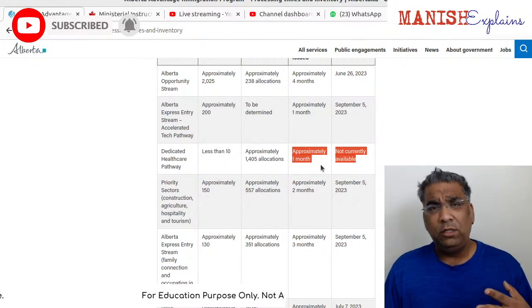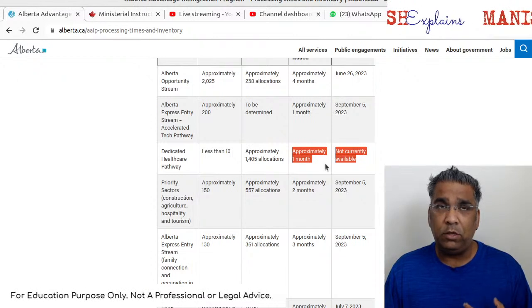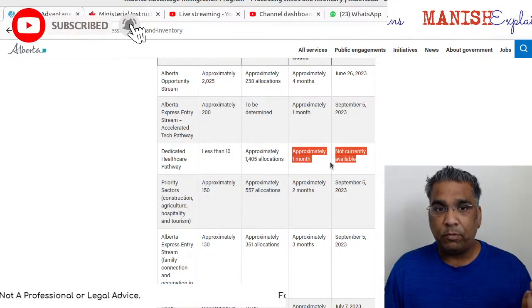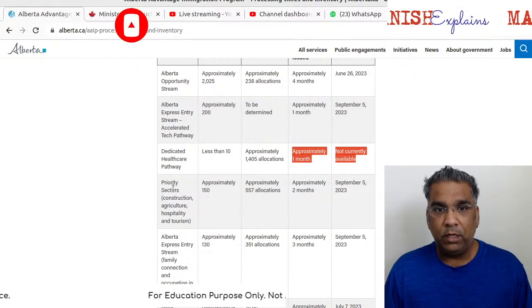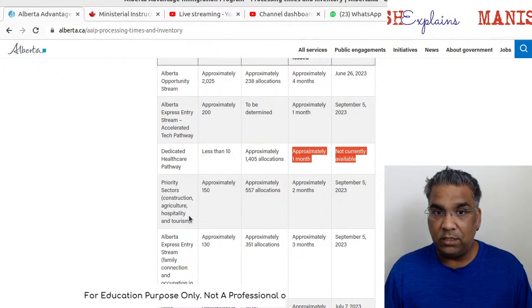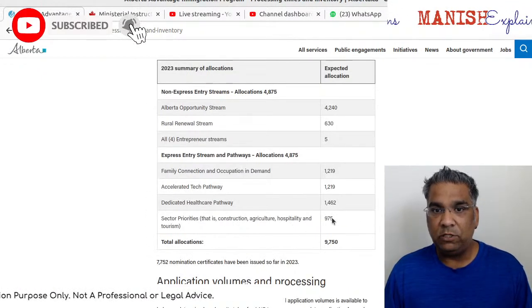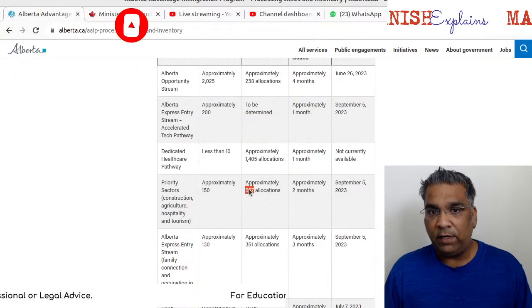They must already be in September, processing applications for September. Okay, priority sector: construction, agriculture, hospitality, tourism. Let's see what the initial guidance was: 975, and they still have 557 applications remaining.